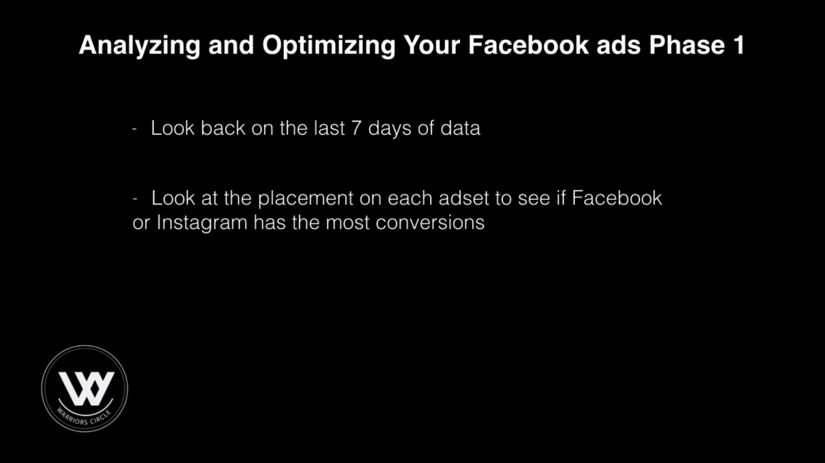You're going to look at the placement on each ad set to see if Facebook or Instagram has the most conversions. A lot of times for my campaigns, my Instagram ads do not start taking off right away. It usually takes about 48 hours for my Instagram campaigns to start dominating. If they start dominating inside of an ad set, then I like to separate them so that I know Instagram is going to give me cheaper conversions over Facebook. But if it's pretty much even, say you got 8 conversions within that ad set and 4 are Facebook and the other 4 are Instagram, you're going to want to keep those together and just let it run.